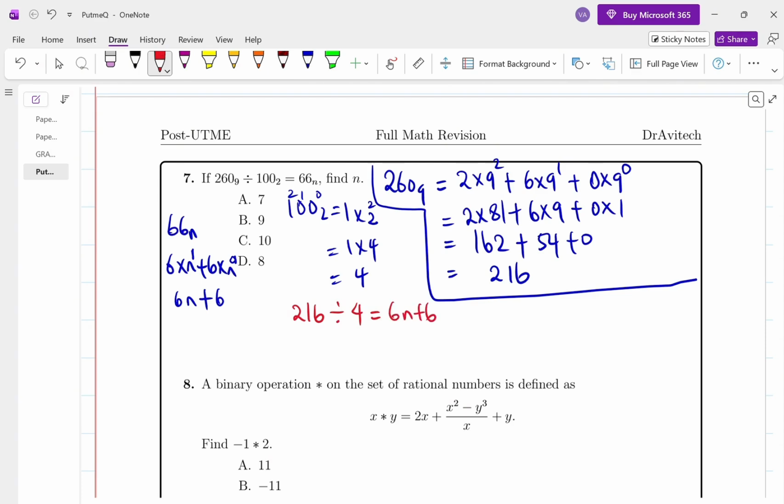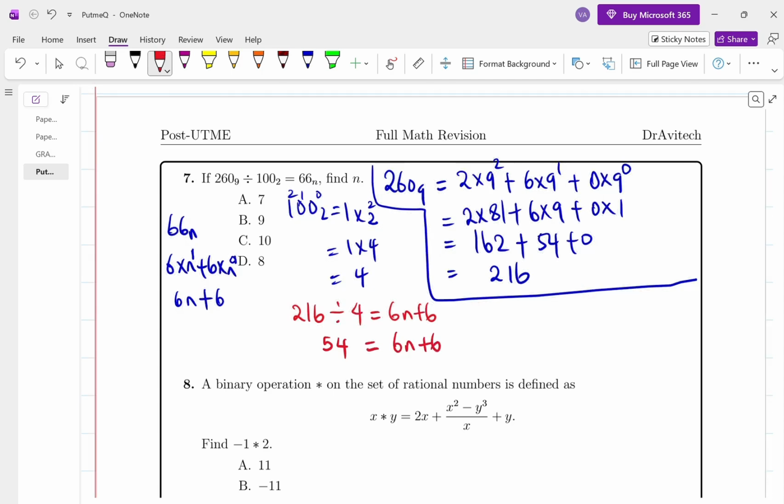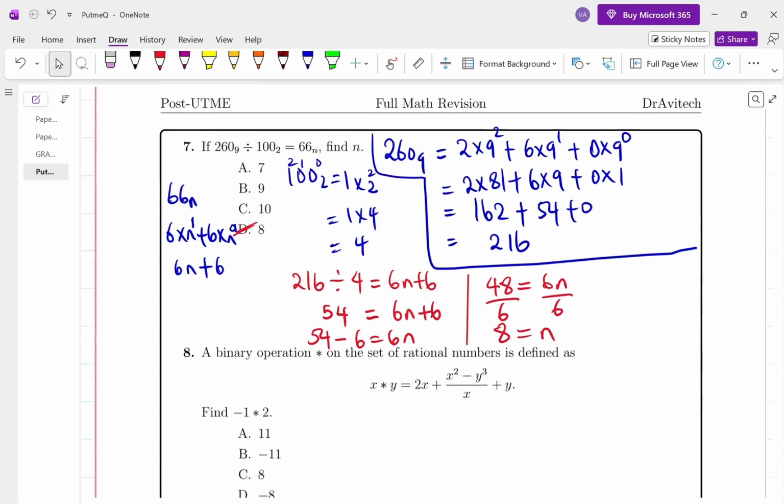Now, when 216 is divided by 4, we should get 54. So this is 54 equals 6n plus 6. Now we could take like terms. So this would be 54 take away 6 equal to 6n. Now, 54 take away 6 is 48 equal to 6n. Now to get n, divide both sides by 6. So n is equal to 8. So that will be the answer to the equation. It's 8. All right, next one.